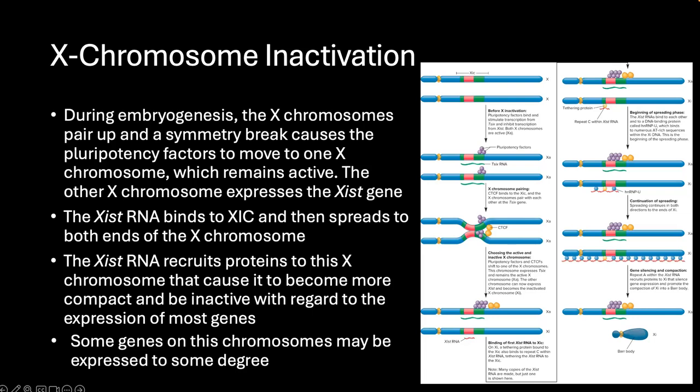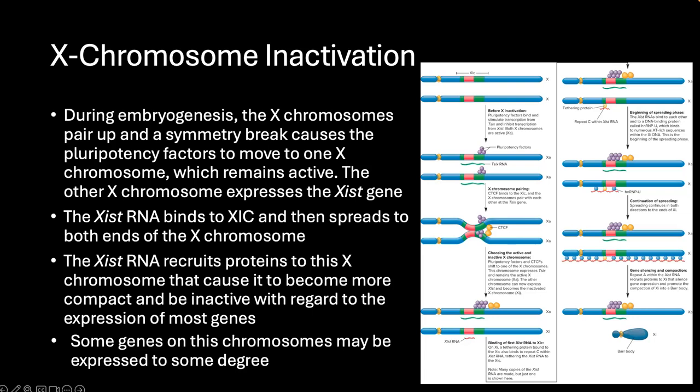The basic process of X inactivation is shown here, so let's walk through it. At some point during embryogenesis, the two X chromosomes in a cell pair up. These chromosomes have been expressing the Tsix gene and have pluripotency factors bound to them, which facilitate that expression of Tsix. The pairing of these X chromosomes is facilitated by CTCF proteins. This pairing causes the CTCF and pluripotency factors to move to one of the X chromosomes, and this one will become the active X for that cell and all subsequent daughter cells.